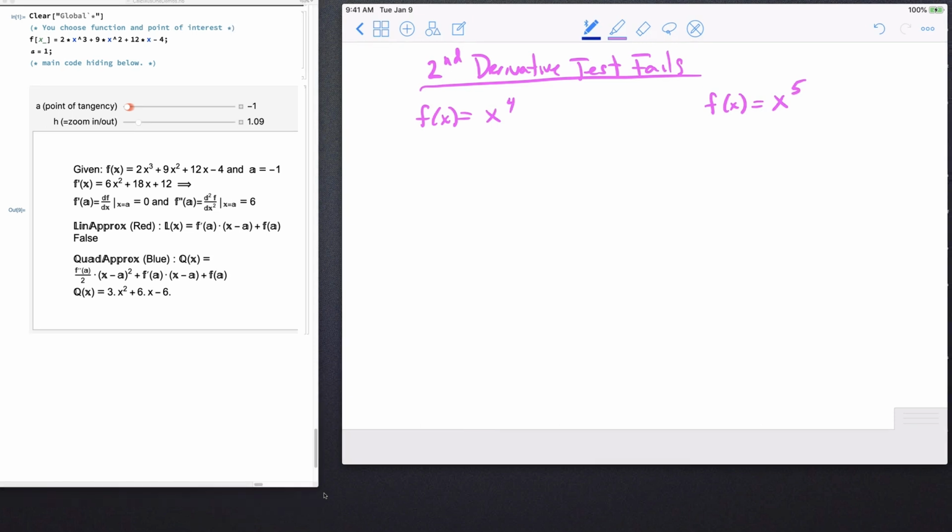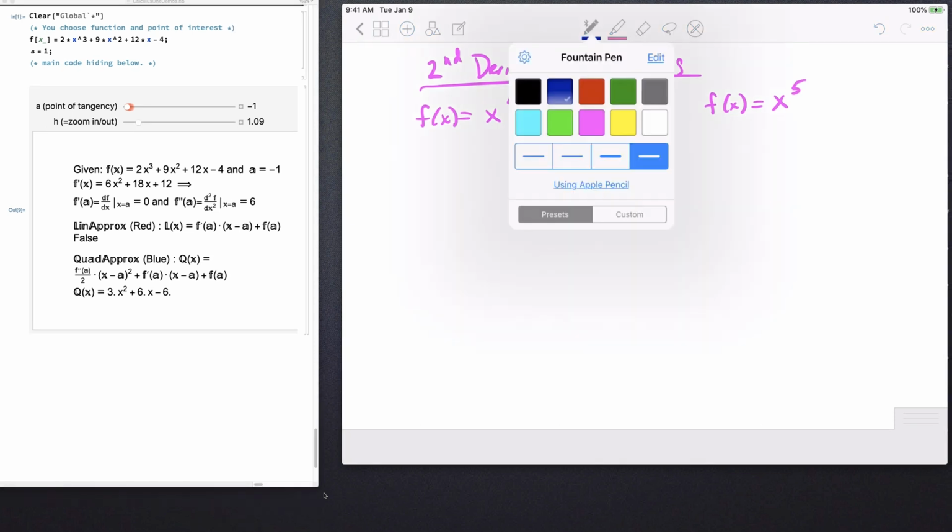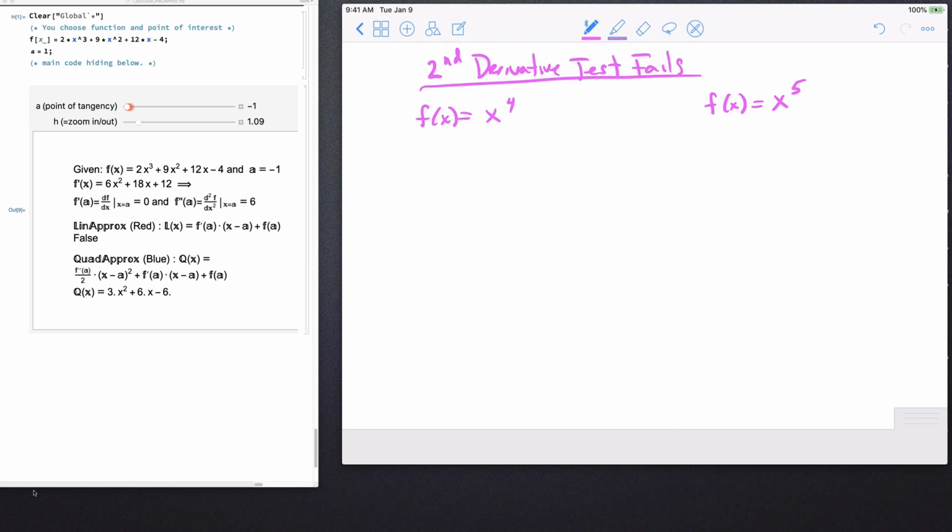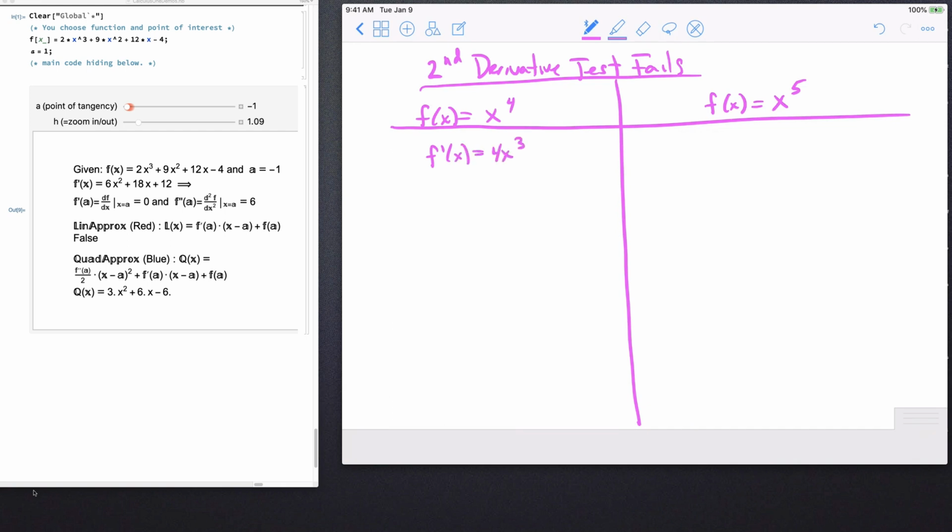Right, so let's pick the video back up. We're looking at places where the second derivative test can fail. We're looking at two different examples: f of x is x to the 4th, and f of x is x to the 5th. Notice in this case that the derivative is 4x cubed, and in the second case 5x to the 4th. The second derivative is 12x squared, and in the second case 20x cubed.